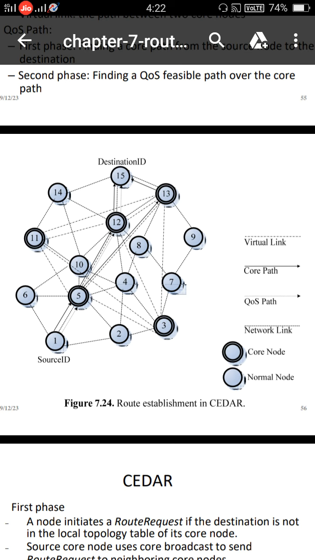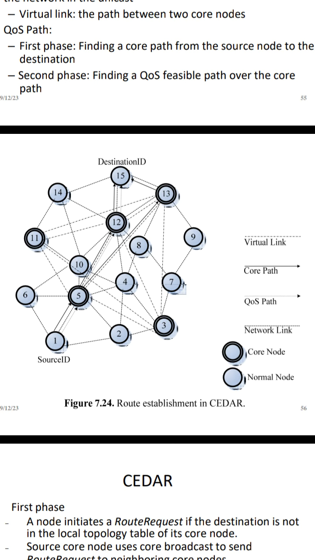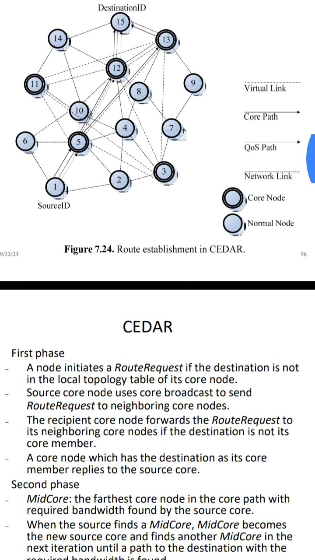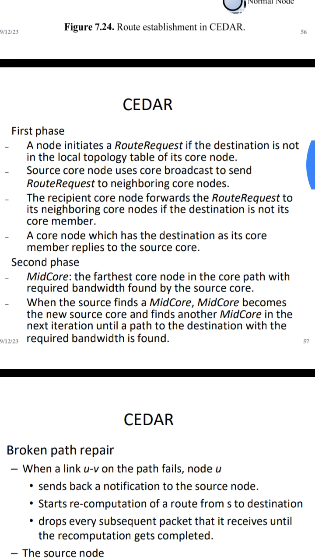Once the packet reaches the remaining core nodes, each core node checks the destination address of the packet. If the destination address is available among its normal nodes, the packet is directly sent from the core node to the destination. Like this the packets are transferred from the source node to the destination node. This is the working of the Core Extraction Distributed Ad hoc Routing protocol.